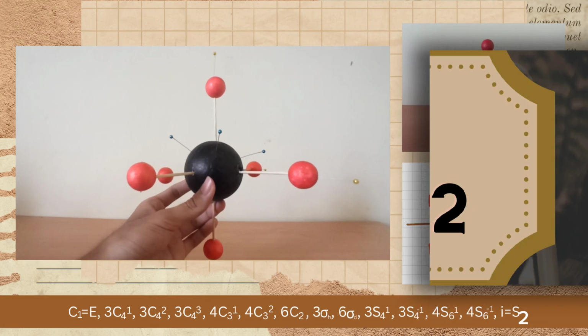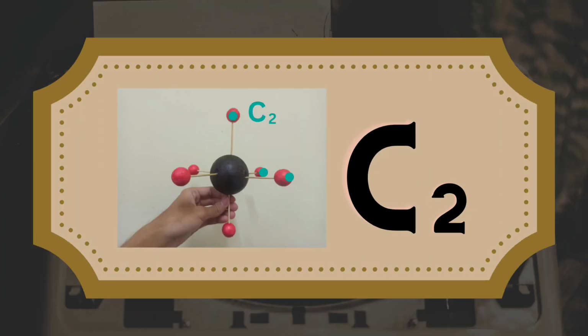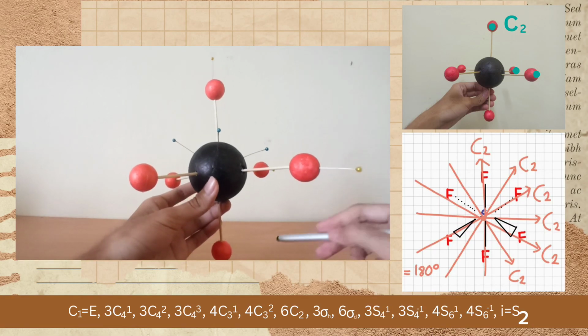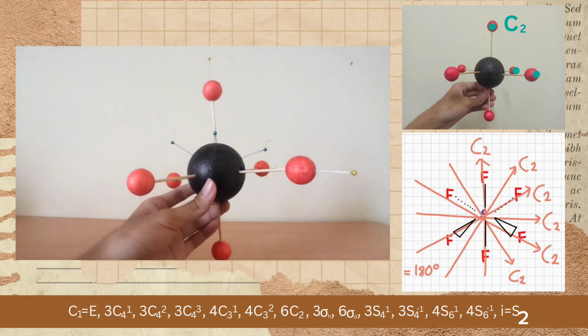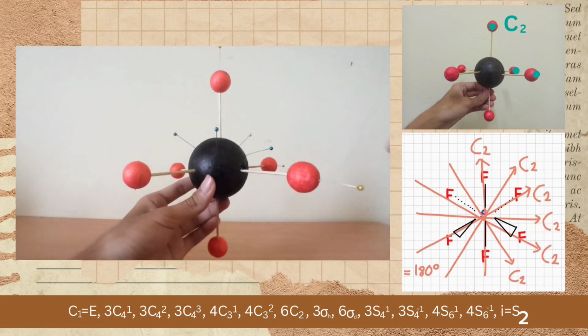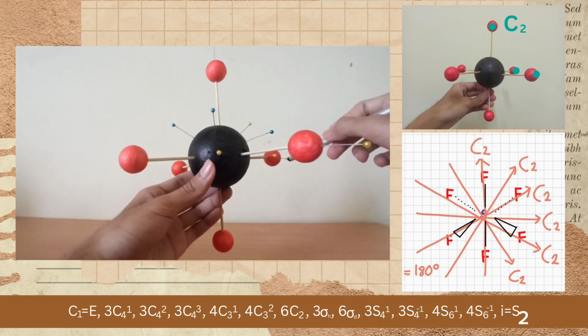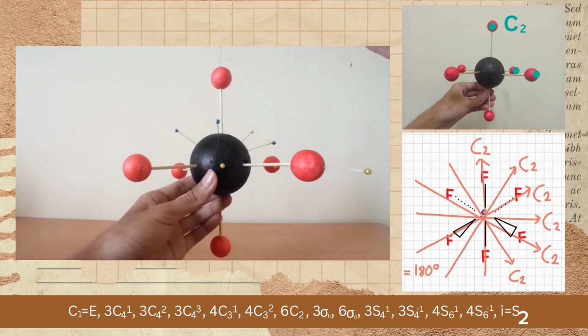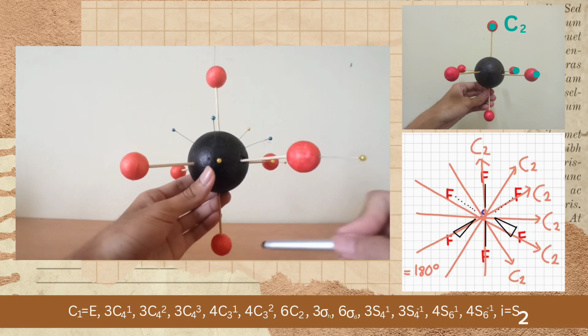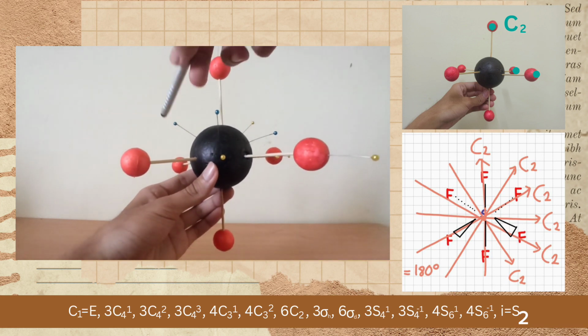Moving forward to C2, in which the molecule rotates at 180 degrees, this molecule has 6 C2 passing through the fluorine atoms, and in between the fluorine atoms, 1, 2, 3, 4, 5, and 6.